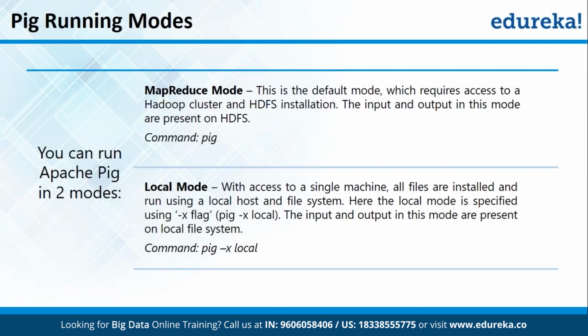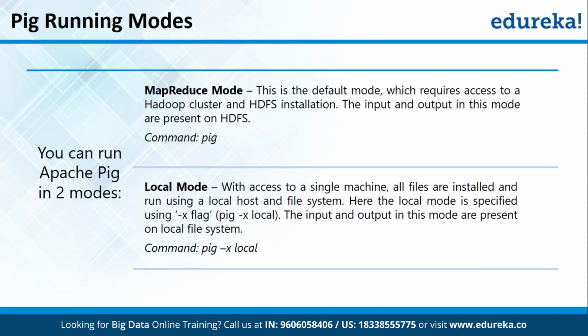Or in other words, you want to execute the Pig queries over the big data stored in Hadoop distributed file system. In this, the input data as well as the output data will be stored on HDFS. For executing Pig queries in MapReduce mode, you simply have to use the command pig. Just write pig on the terminal and press enter.